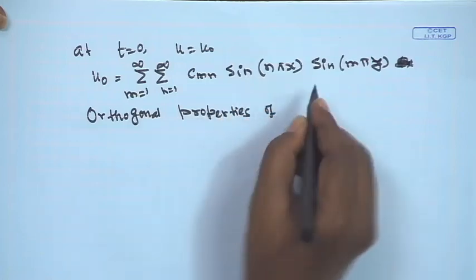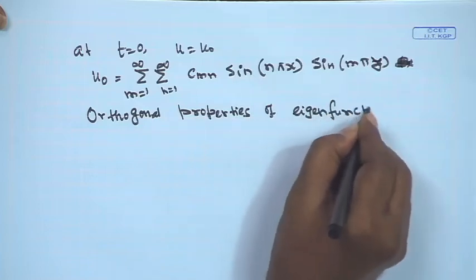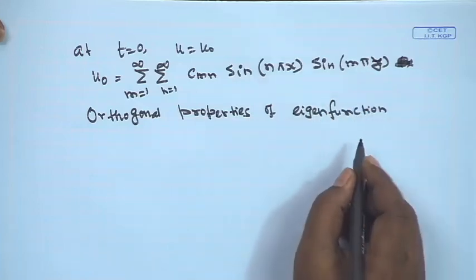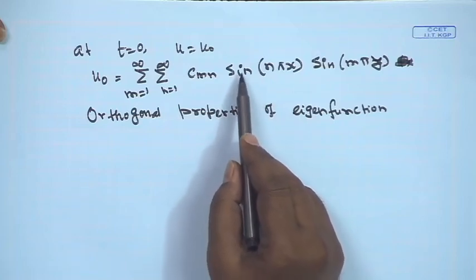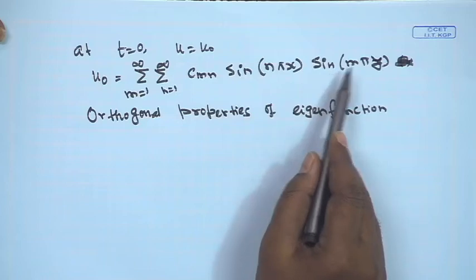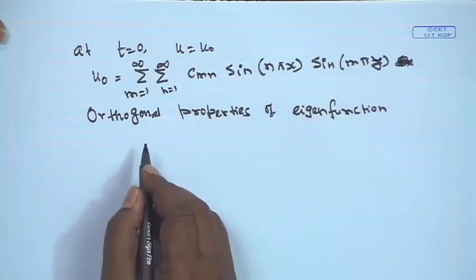It is of eigenfunction and can evaluate this constant Cmn. So, what we are going to do next? We are going to multiply both sides by sin m pi x sin n pi y dx dy and integrate over the domain of x and y.